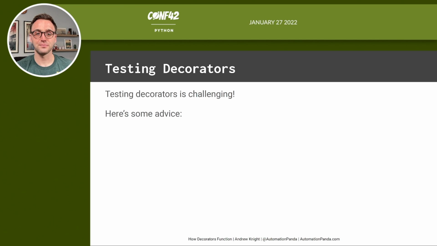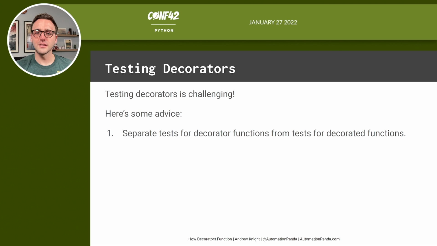Here's some advice. First, separate tests for decorator functions from decorated functions. For decorator functions, focus on intended outcomes. Try to focus on the wrapper instead of the inner function. Remember, decorators can be applied to any callable, so cover the parts that make the decorators unique. Decorated functions should have their own separate unit tests.